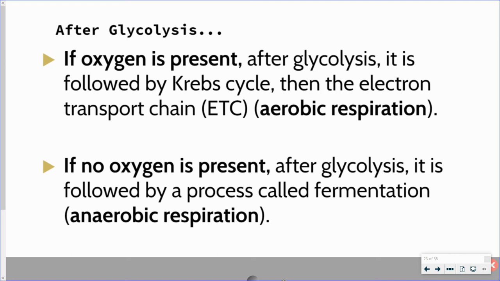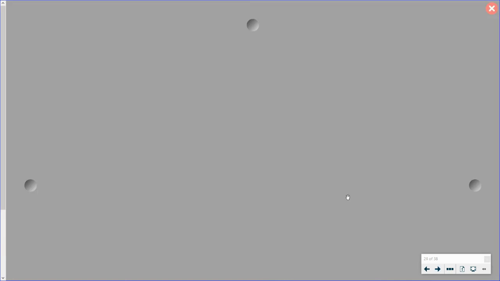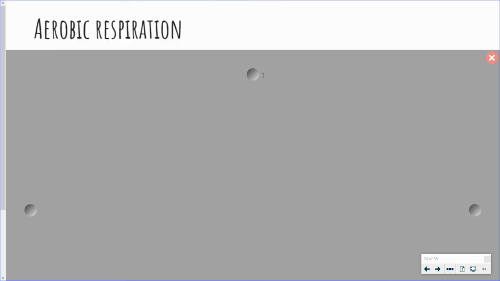Aerobic respiration goes glycolysis, Krebs cycle, electron transport chain. Anaerobic respiration goes glycolysis, then fermentation, just 2 steps. Again, we're going to focus on the aerobic part of it today. We did not get to the anaerobic notes, so we'll do those tomorrow, and there'll be a separate video posted on that.